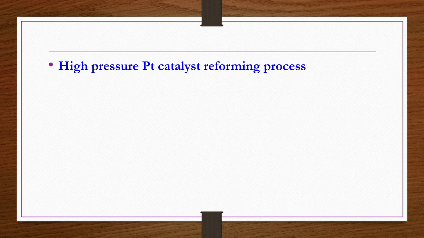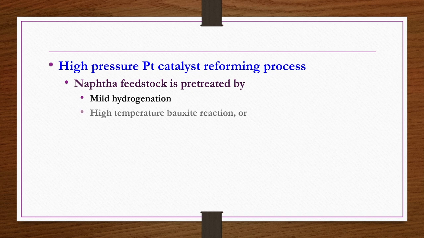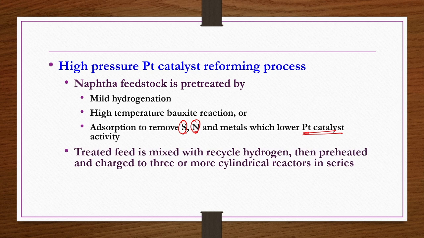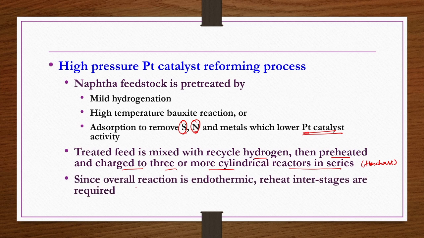Now we discuss the high pressure platinum catalyst reforming process. Naphtha feedstock is in general pre-treated before the reforming process. How can it be done? It can be done by mild hydrogenation, or may be treated with high temperature bauxite reaction, or by adsorption to remove sulfur, nitrogen and metals, which in general lower platinum catalyst activity. So these things should be removed, otherwise catalyst reactivity decreases. Treated feed is mixed with recycled hydrogen, then preheated and charged to three or more cylindrical reactors in series. We are seeing the flow chart in the next slide anyway. Since the overall reaction is endothermic, reheat interstages are required. What does it mean? That we see in the flow chart in the next slide here.